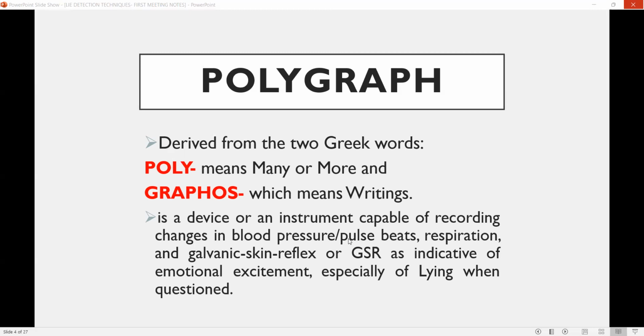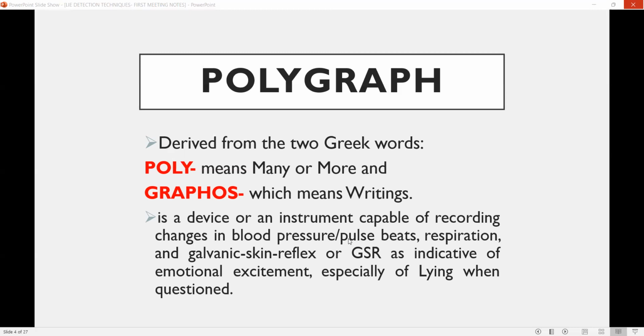That's why the polygraph has the pneumograph component, meaning it records the respiration of the subject. So if a normal person will lie, of course, there will be changes in respiration. They can control their breathing and that will be recorded in the polygraph machine, either analog or computerized.